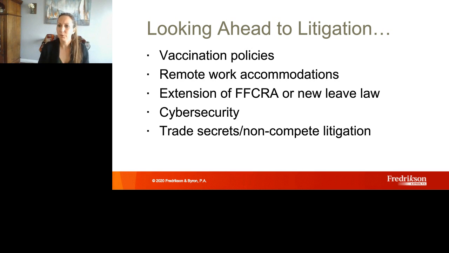And then finally, I didn't put this one on the slide, but I've been reading a lot about PPP loan investigations and litigation. I've been reading that we need to be concerned in the next 6 months or so about the federal government investigating companies who received a loan and shouldn't have received one, or committed fraud, or didn't comply with the terms of the forgiveness piece. So I think we can expect investigations and litigation surrounding PPP loans.